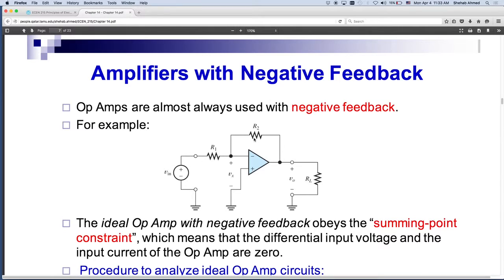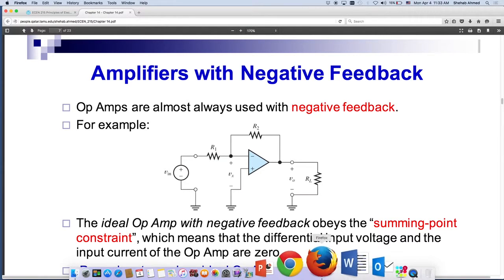Forget about this R2. Forget about R2. What is Vx equal to? Assuming that there is 0 current here. And again, this is not there now. Forget about this. Come on, guys.